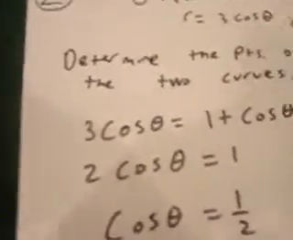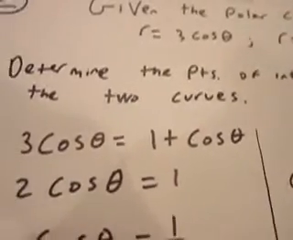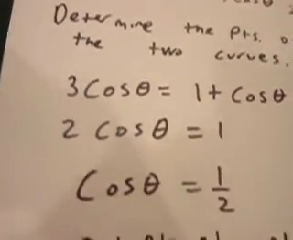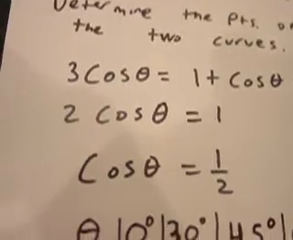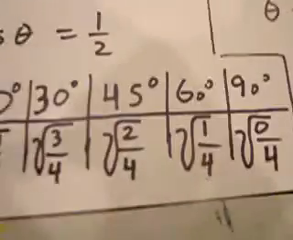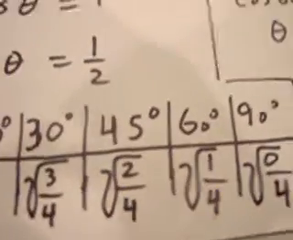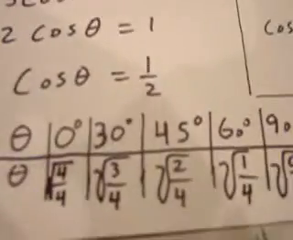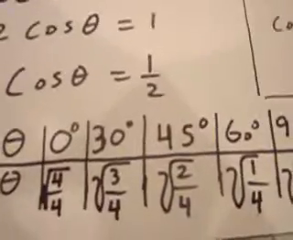Okay, to solve the problem, you set 3 cosine theta equal to 1 plus cosine theta and solve for theta. Work it out a little bit, and you get down to cosine theta equals 1/2. At this point, you use your little table that you learned in pre-calculus. You look in the table, and you see which value for cosine theta is equal to 1/2, and you get the value right underneath 60 degrees, which is also pi over 3 if you work in radians. And so cosine of theta equals 1/2 when theta equals pi over 3.